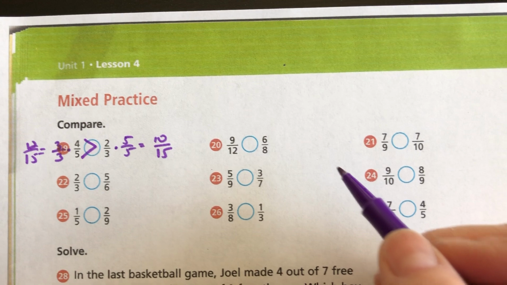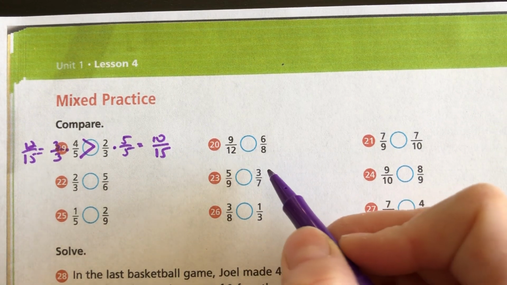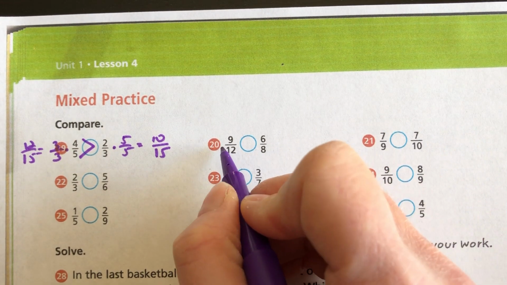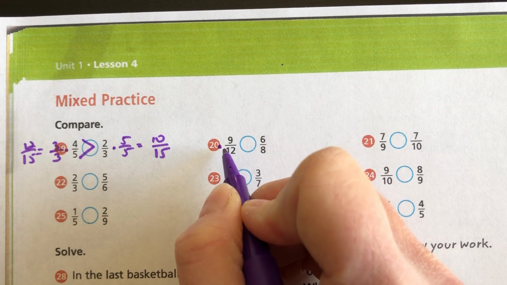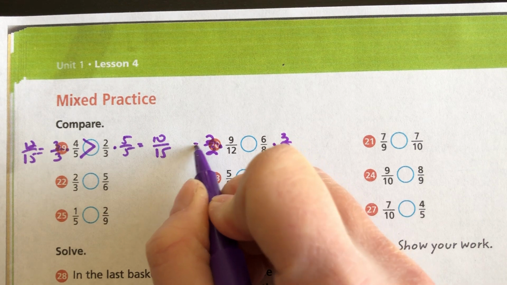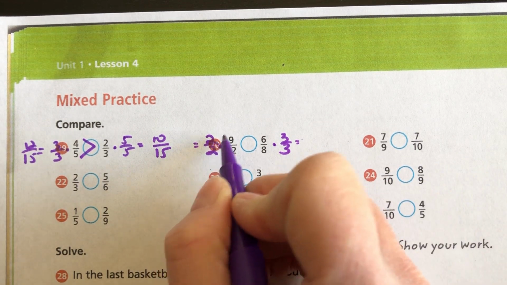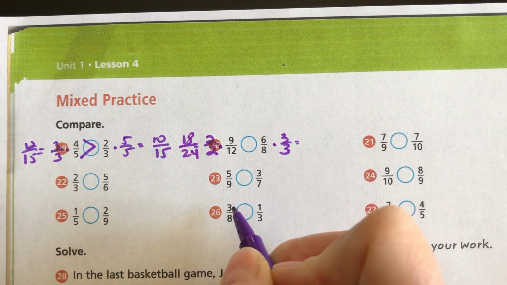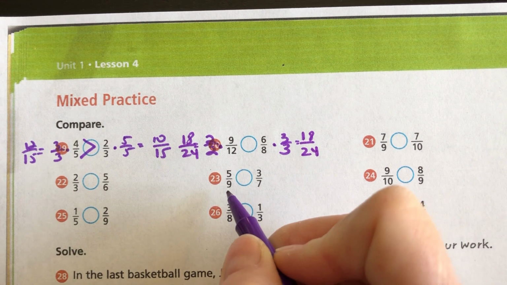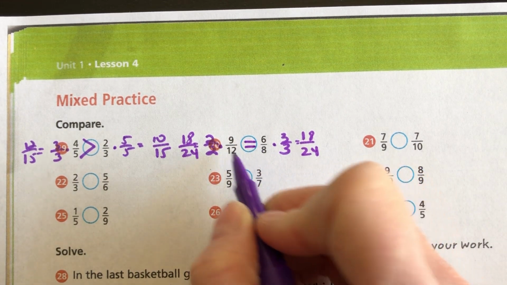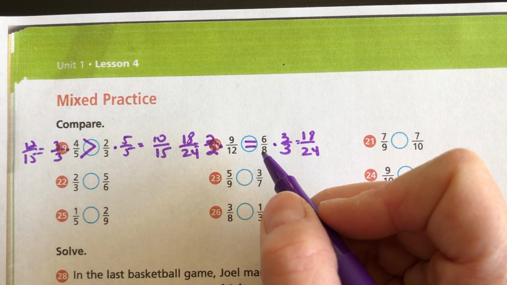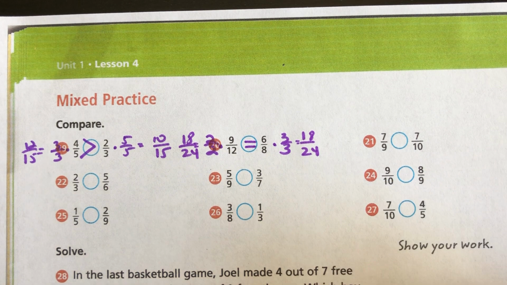For number 20, you may have multiplied this by 8 eighths and this by 12 twelfths. I know that 24 is the least common multiple, so I'm going to multiply 9 twelfths by 2 over 2 and 6 eighths by 3 over 3 and use 24 as my common denominator. So 9 times 2 is 18 24ths, and 6 times 3 is 18 24ths. So these are equivalent. And maybe you're thinking, I multiplied this by 8 eighths and this by 12 twelfths, and I got that they were equivalent too. Yes, it will come out equal either way that you do it.